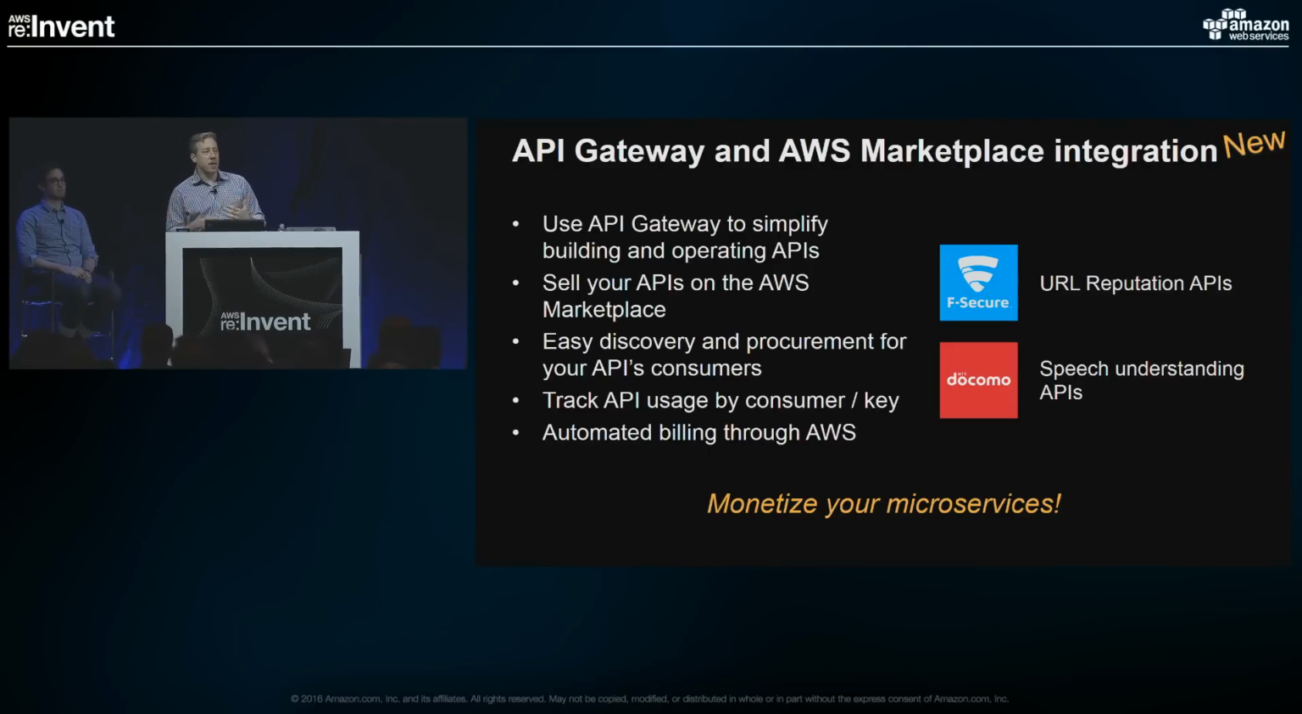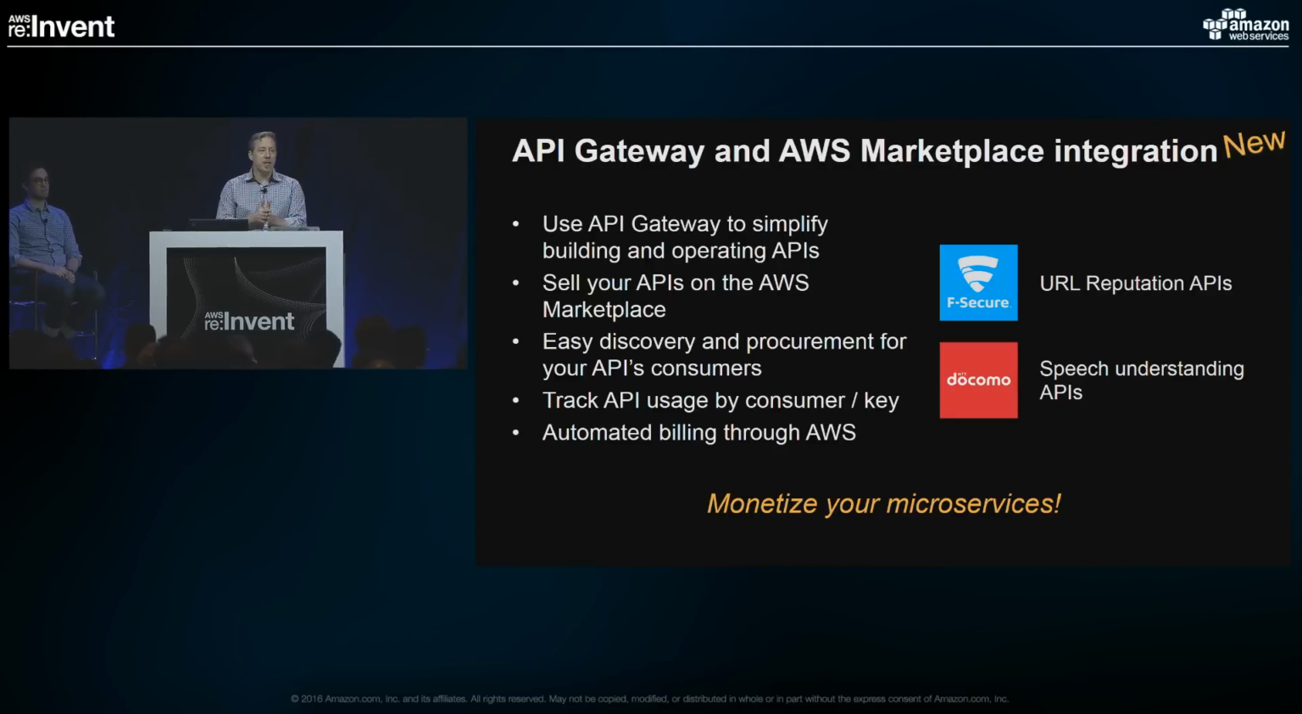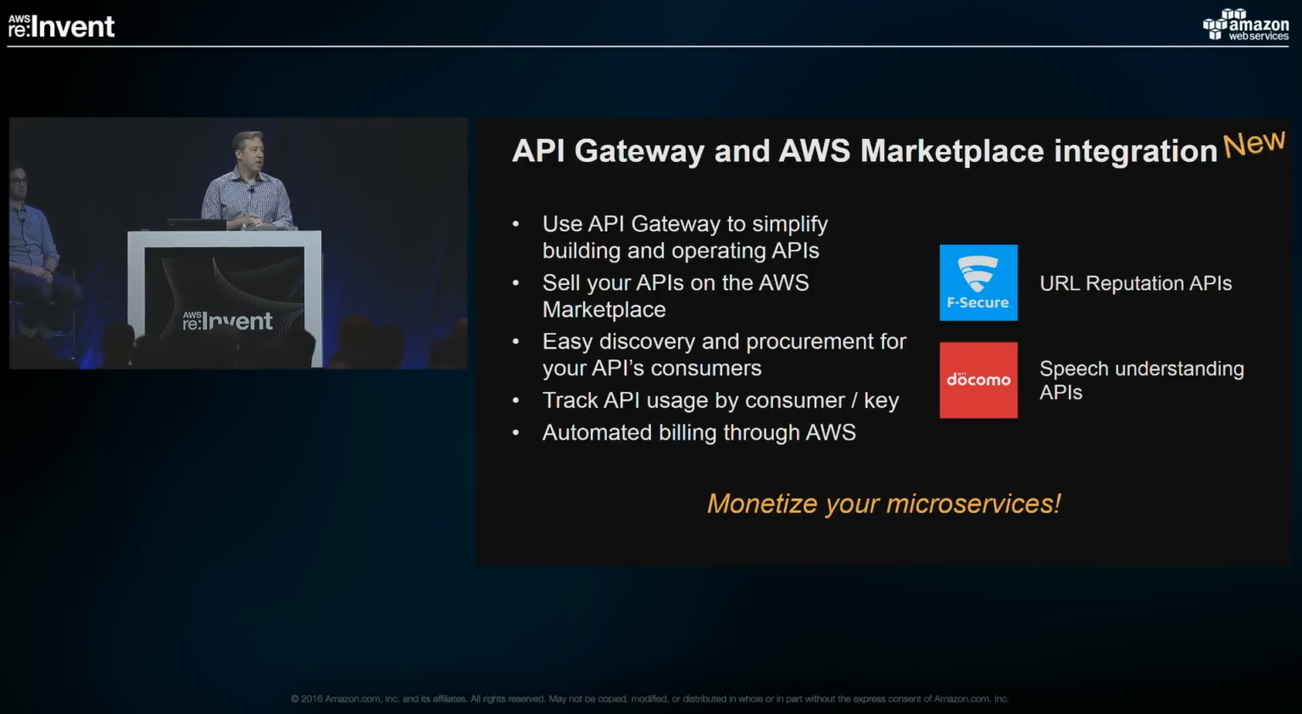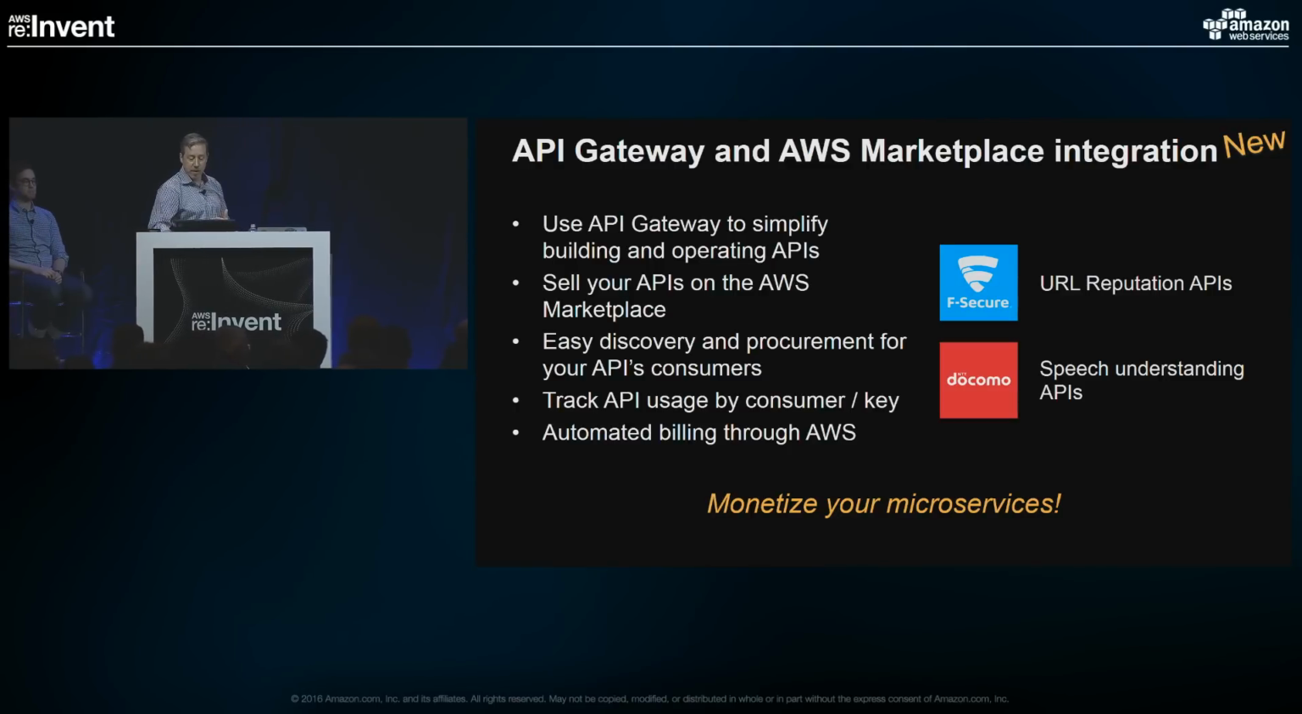And we're pleased to announce that 2 customers have already done just that. F-Secure, which has released their URL reputation APIs this week, and Docomo, who's released their speech understanding APIs. So customers are already hopping on this. We're really excited about it, giving people that opportunity to monetize microservices and APIs very easily.